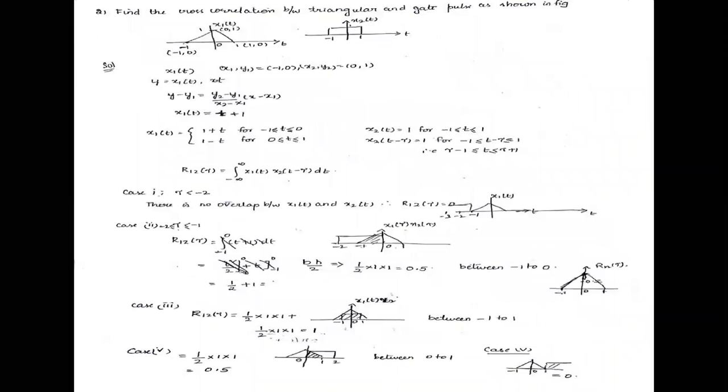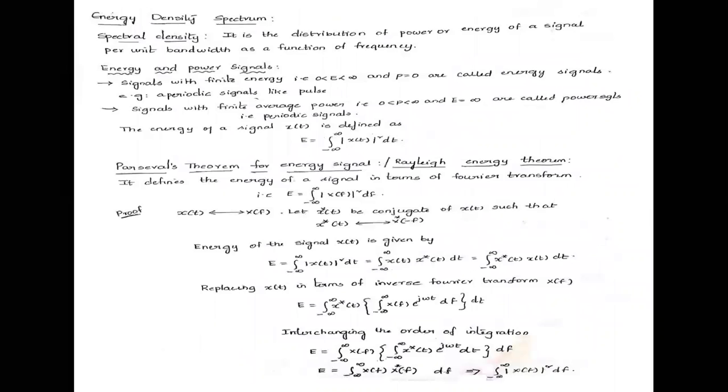In tomorrow's class, we will see problems on autocorrelation and cross correlation. We have one or two examples. In tomorrow's class, we can see two examples of autocorrelation and cross correlation. Okay, so any doubts? Thank you.